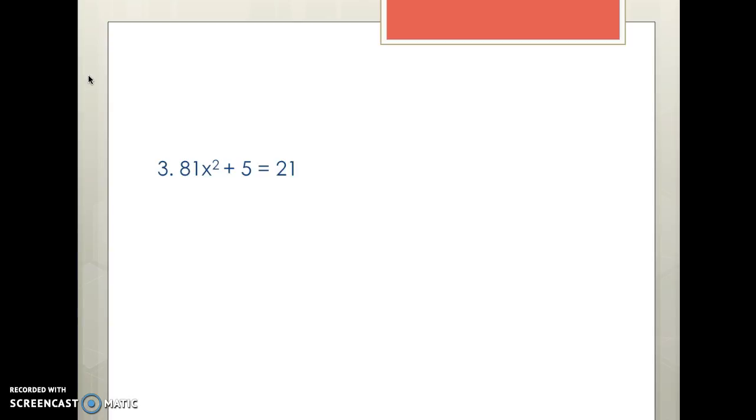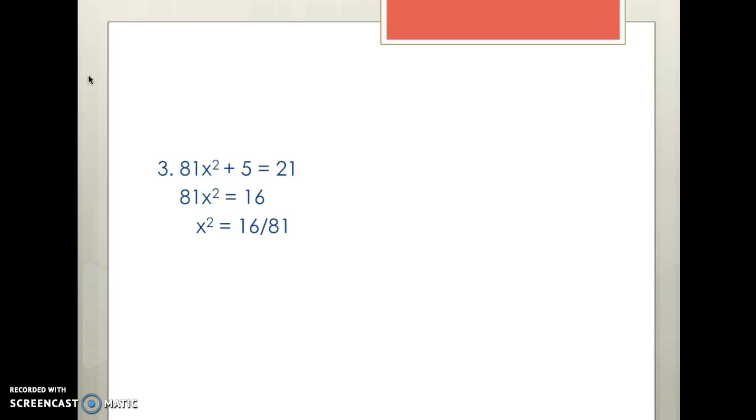Number 3 on your note page, we have 81x squared plus 5 equals 21. So we want to get that x squared on its own, beginning the isolation process. We're going to subtract 5 from both sides. Once we do that, 21 minus 5 equals 16. And then we have 81x squared equals 16. We want to divide both sides by 81 to get that x squared by itself. So x squared equals 16 divided by 81, or 16 over 81.